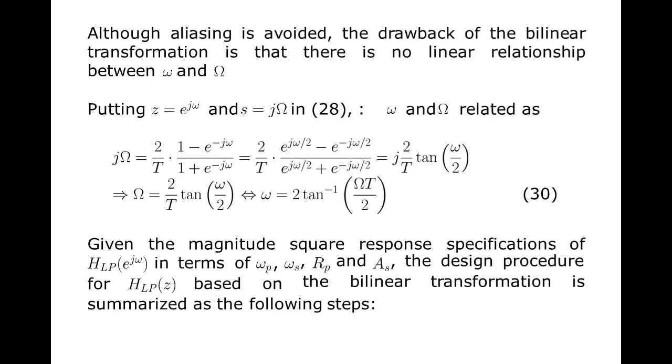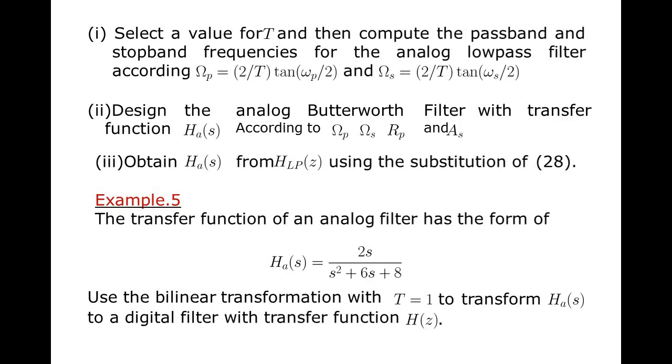See, the aliasing is avoided, as I told you. The relation between omega and Omega is omega equals 2 tan inverse of Omega T by 2. Here, because of the tan, you get a non-linear relationship on the axis, and therefore at high frequencies the frequencies may get compressed. That is called the warping effect, which can be avoided; we will see that in the next PPT. The procedure remains the same.